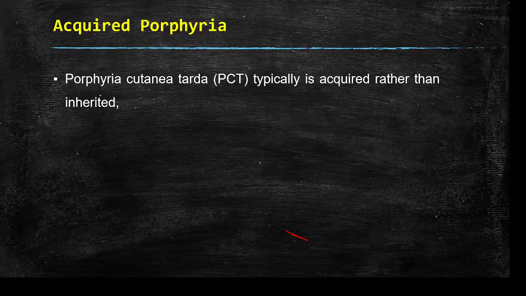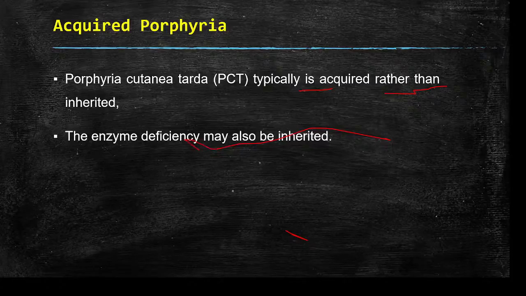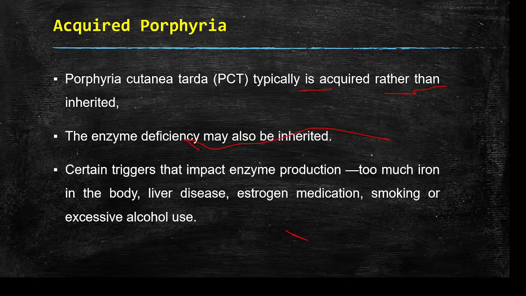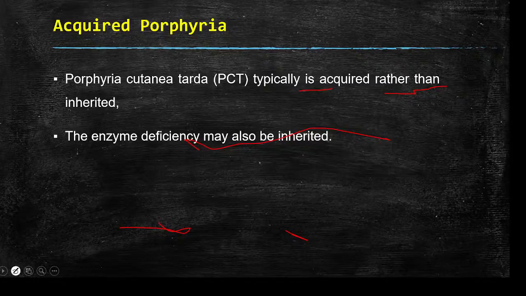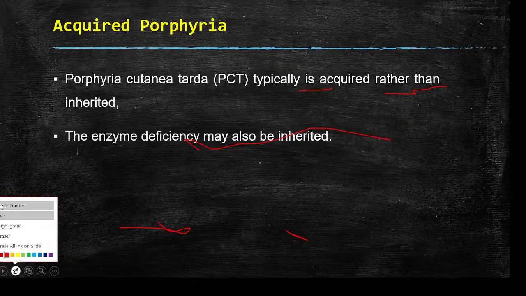Acquired porphyria. Porphyria cutanea tarda is an example of acquired porphyria. It can also be inherited; the enzyme deficiency may also be inherited. There are certain triggers that impact enzyme production, such as too much iron in the body, liver disease, estrogen, medications, smoking or excessive alcohol use, which can cause this porphyria cutanea tarda.